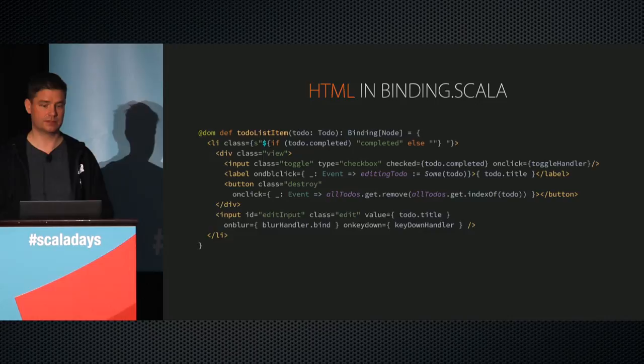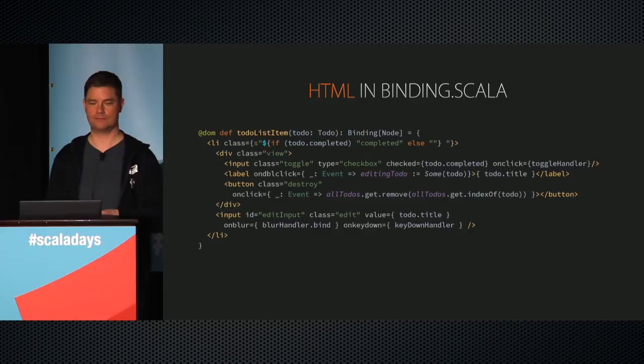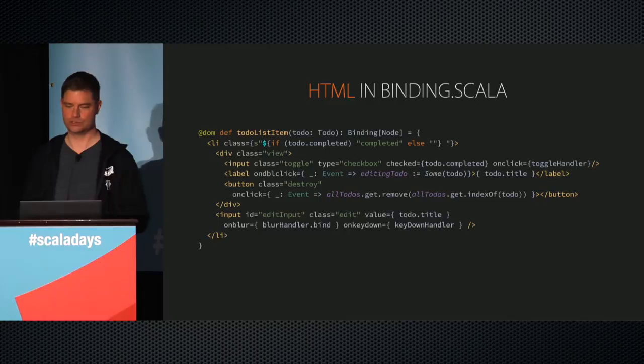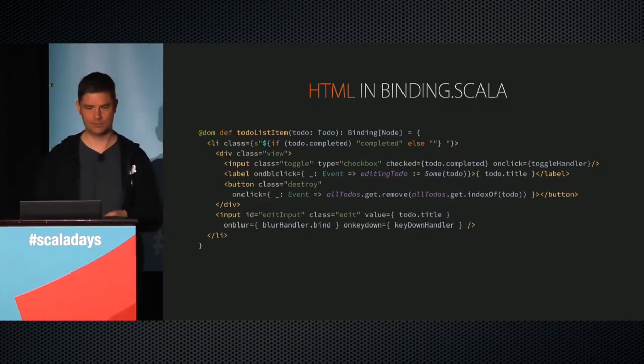For example, binding.scala is using the XML feature of the Scala compiler, so you can define your HTML by writing almost exactly HTML, just as you would do in, let's say, React JSX. Like in this example, if something is changing in the to-do object, let's say the completed, then the DOM is automatically updated by the library, just the part that needs to be touched.